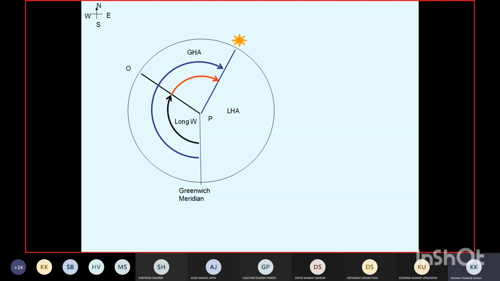So now what is the relationship we are getting, gentlemen? Very important. LHA is equal to GHA minus west long. Write this, very important. LHA is equal to GHA minus west long. So if you know LHA and GHA, you can find the longitude. Very simple. GHA you will get from the almanac. LHA, how will we get it?